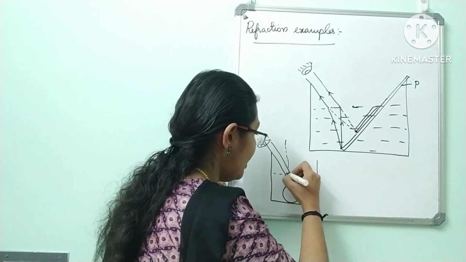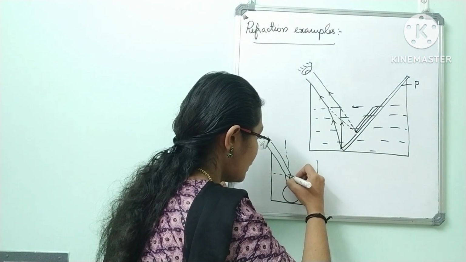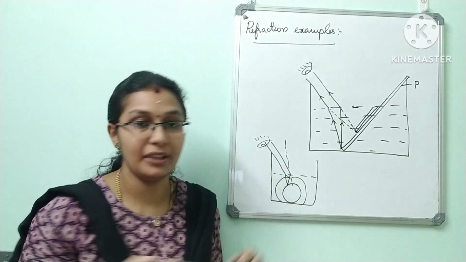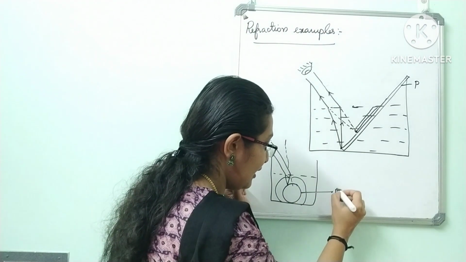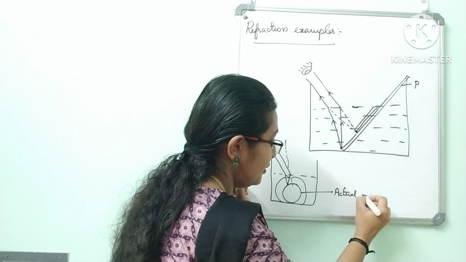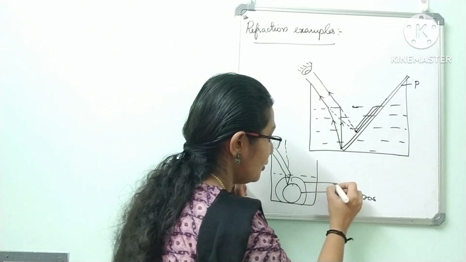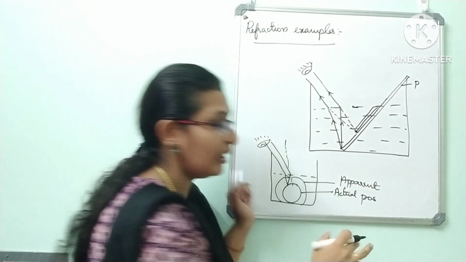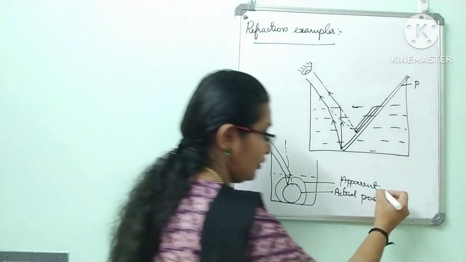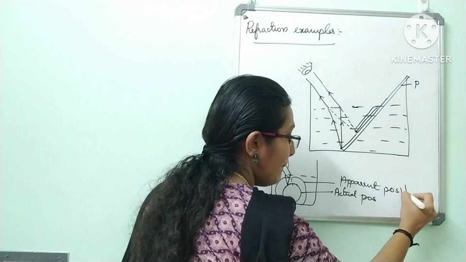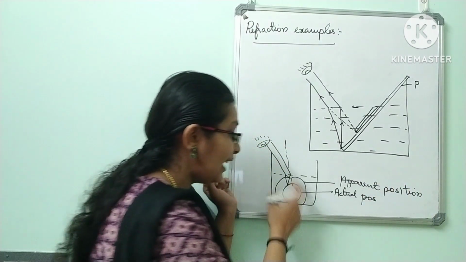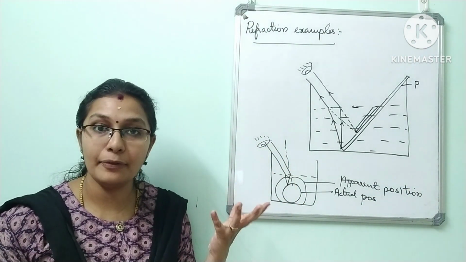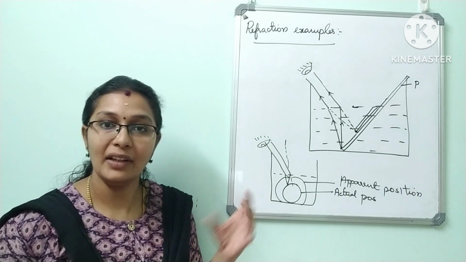So actually here, you call this the apparent position. This is the actual position. The actual position of the lemon is this, and this you call the apparent position, which is not real. For an observer, he will see only the apparent position of the lemon. So for the observer, the lemon appears to be bigger in size because the light rays are bending away from the normal. So it appears bigger and displaced.